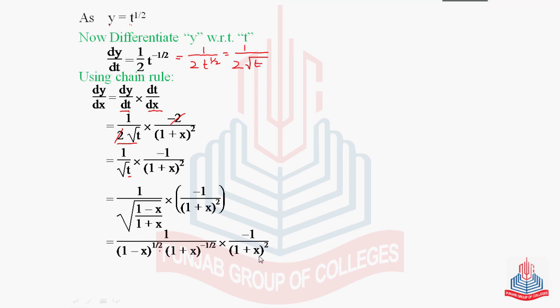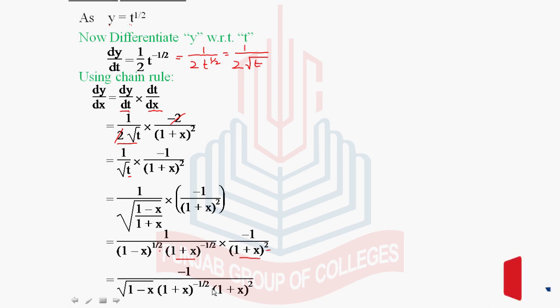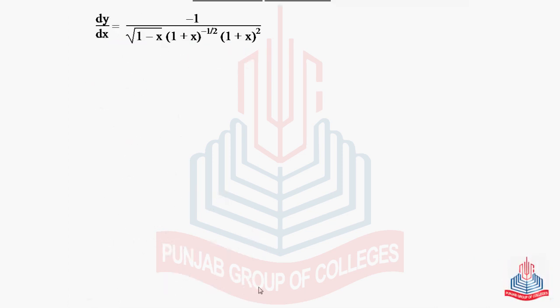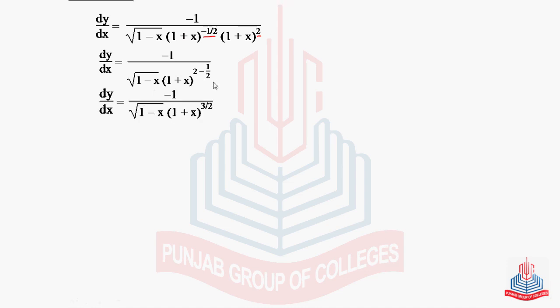As there is 1 plus x and 1 plus x with the same base, we can combine these two powers. Minus 1 over square root of 1 minus x into (1 plus x) raised to the power minus 1 by 2 and (1 plus x) raised to the power 2: these two powers are combined in the form of 2 minus 1 by 2. Now simplifying these powers, that will become 3 by 2, and 1 minus x is as it is. So this is our required derivative dy by dx by using the substitution method or the chain rule.